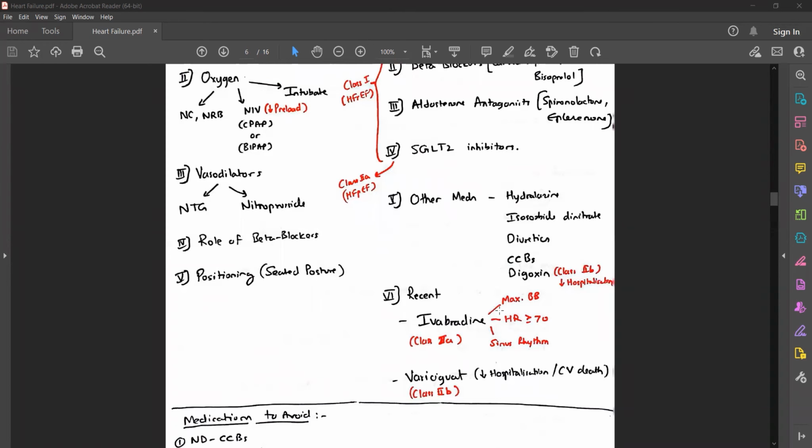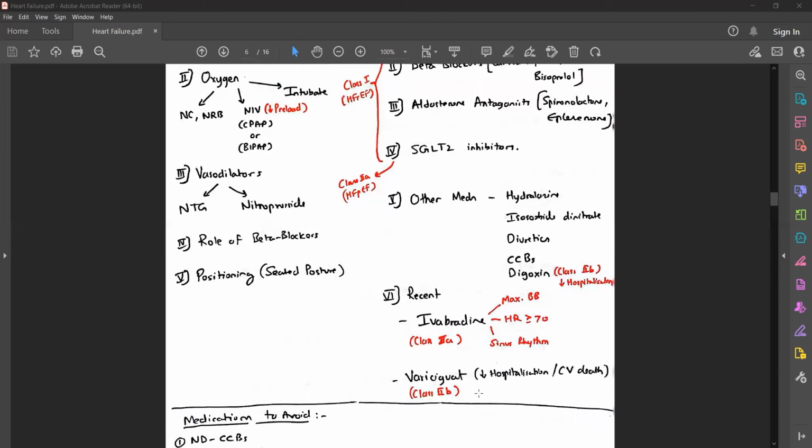That is, you've used the maximum dose of beta blocker and the heart rate is still greater than or equal to 70, and they are in sinus rhythm. So these are the three important things you can be asked in rounds: when do you use ivabradine? The maximum tolerated beta blocker dose is already used, the heart rate is still greater than or equal to 70, and they are in sinus rhythm. So you can use ivabradine. It has a class 2A recommendation in HFrEF.